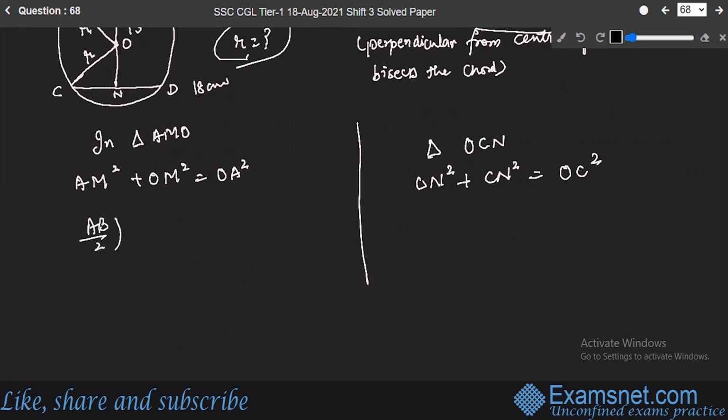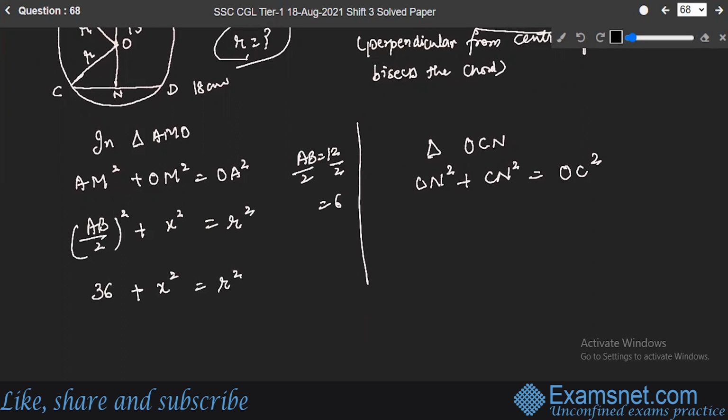(AB by 2) square plus OM square, we assumed OM to be X, is equal to OA square, which is R square. AB was 12, right? 12 by 2 gives you 6. 6 square is equal to 36. So 36 plus X square is equal to R square.